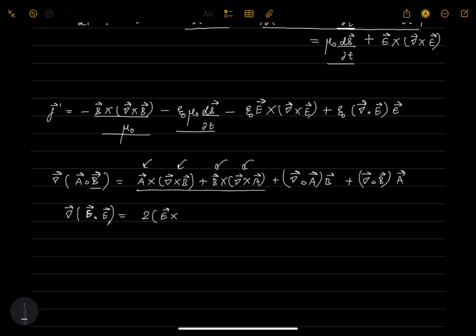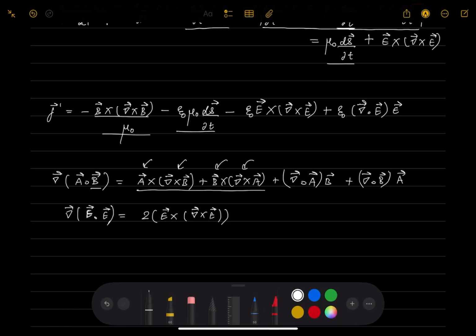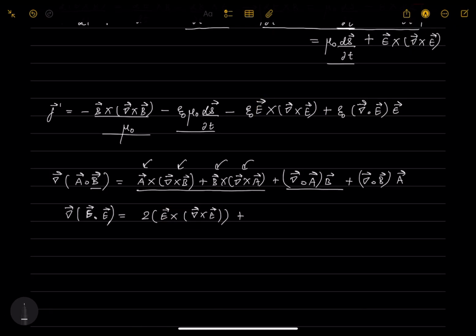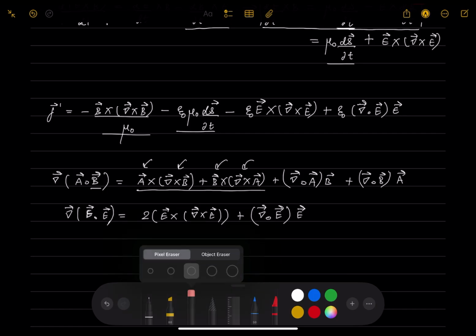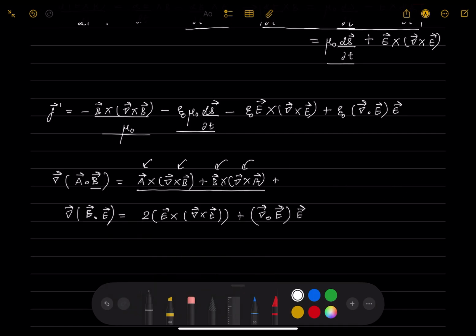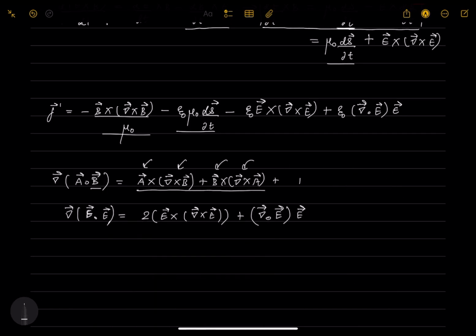So that's going to give us 2 times E cross the curl of the electric field, and that term, by the way, is what we want for our force density, to simplify potentially, right? Let's see. Plus, and these two expressions give the same thing, delta dot E times... I'm sorry, I think I've written the product rule with a bit of error.